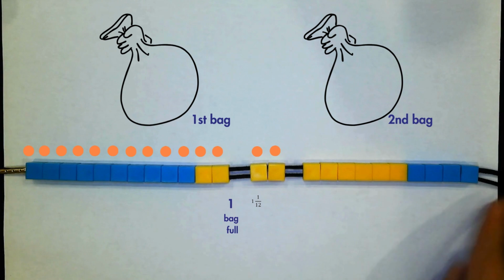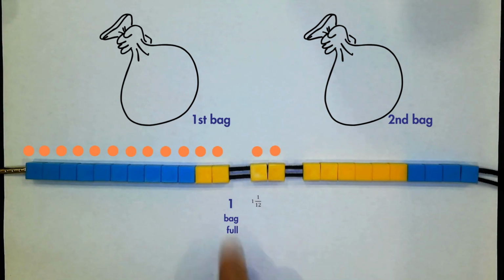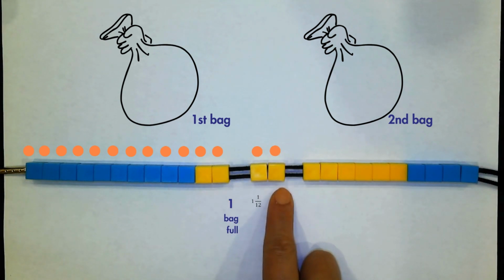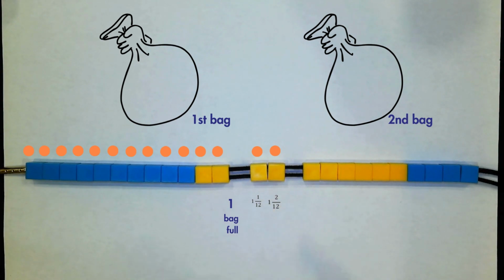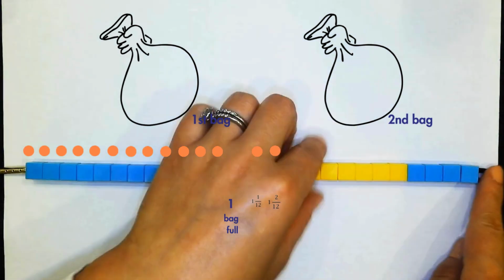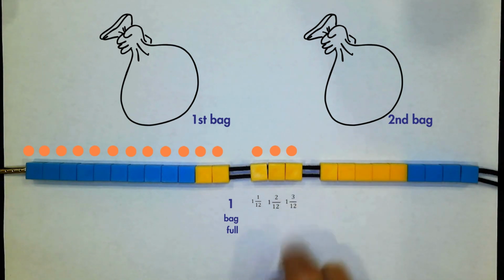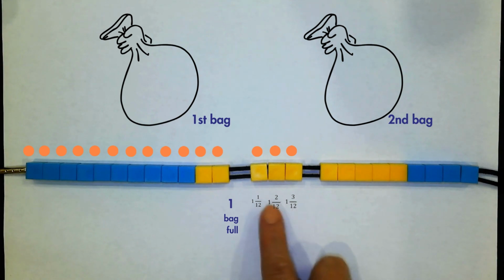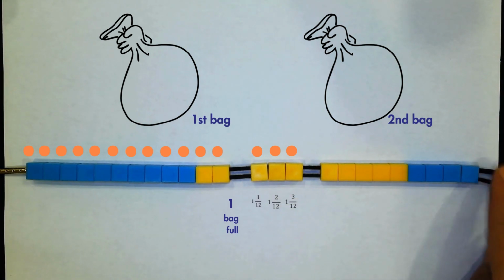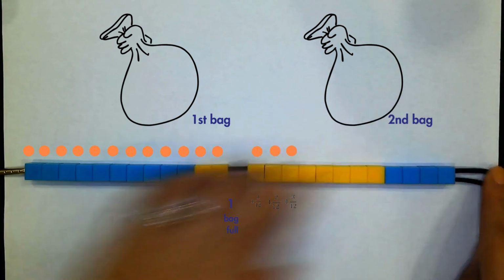And if I look at the collection that I have so far, I have 1 and 1/12 of a bag. I can continue this and call the next one 2 out of 12. So in total I would have 1 and 2/12 of a bag. The next marble would be 3 out of 12, and in total I would have 1 and 3/12 of a bag. And I would continue this process until I've counted every single marble in the second bag.